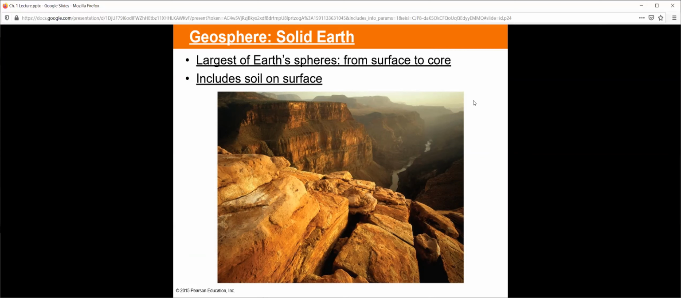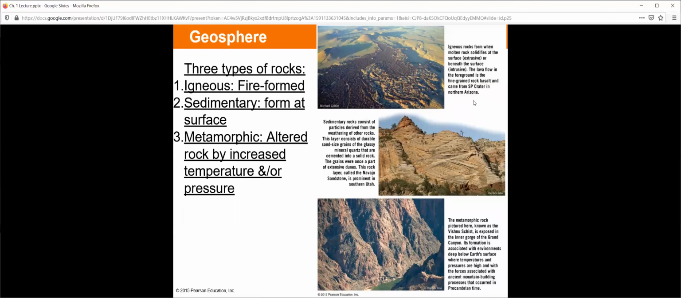Everything from the surface down to the core is the geosphere, including the soil. That's the point of this class, right? To learn more about the geosphere and just how fantastic it is. And you will agree with me. I grade your papers. So, within the geosphere, we have 3 different types of rocks. The geosphere is comprised entirely of these 3 rock types: igneous, sedimentary, and metamorphic. Igneous rocks, as described here, are fire-formed. These are the result of volcanic eruptions and extrusions, or I guess intrusive as well as igneous.